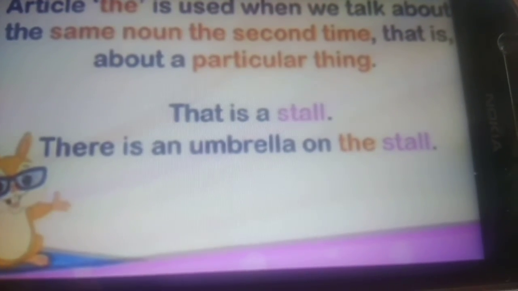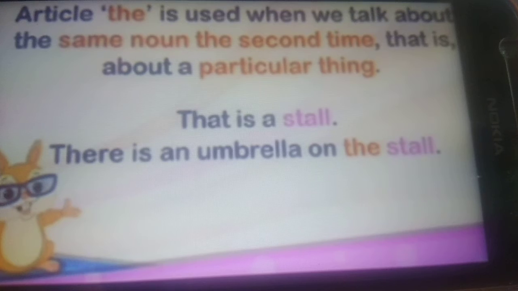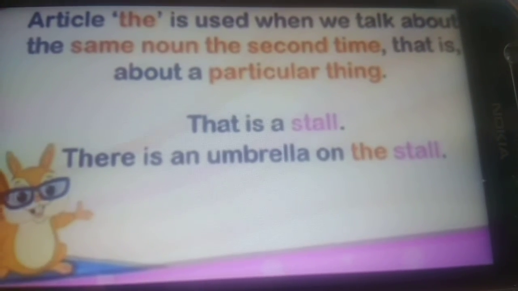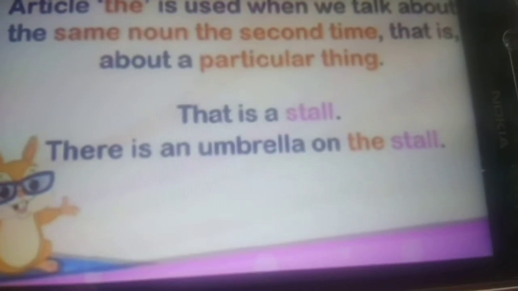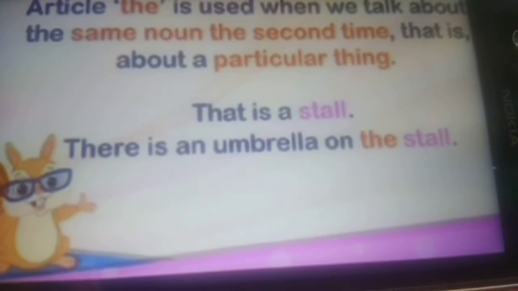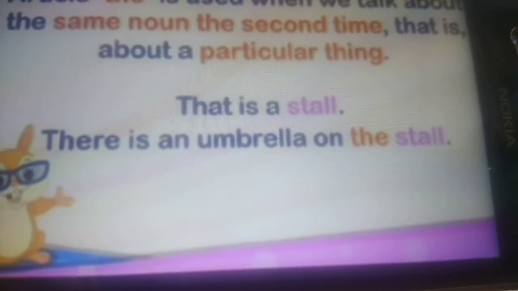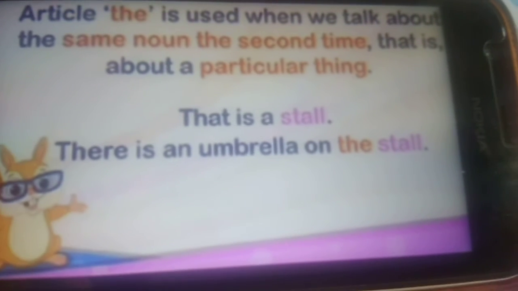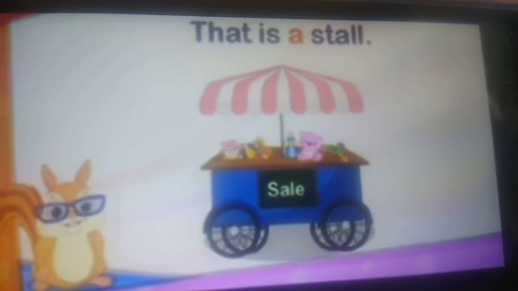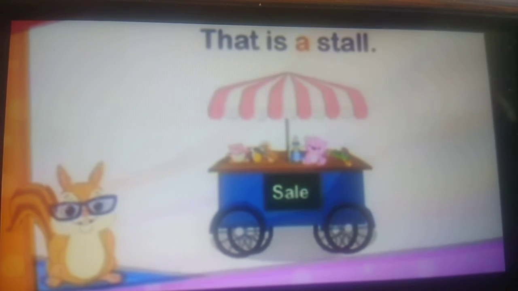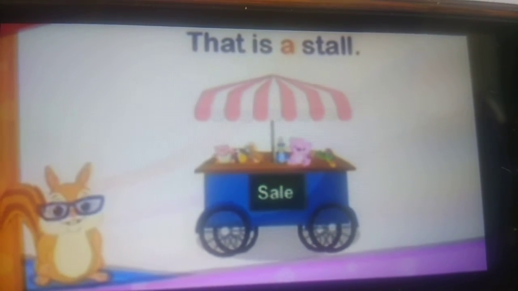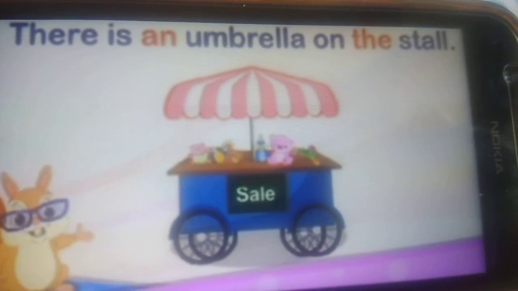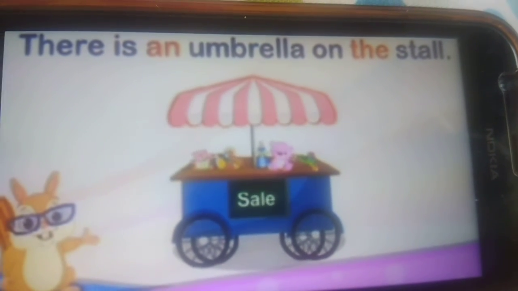Again we will use the same word, so here we use the. That is a stall. There is an umbrella on the stall. Again we used stall, that's why we use the.